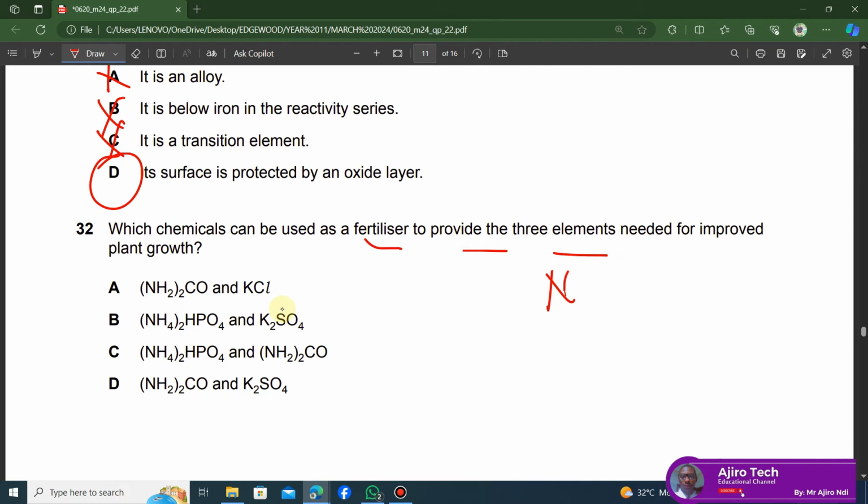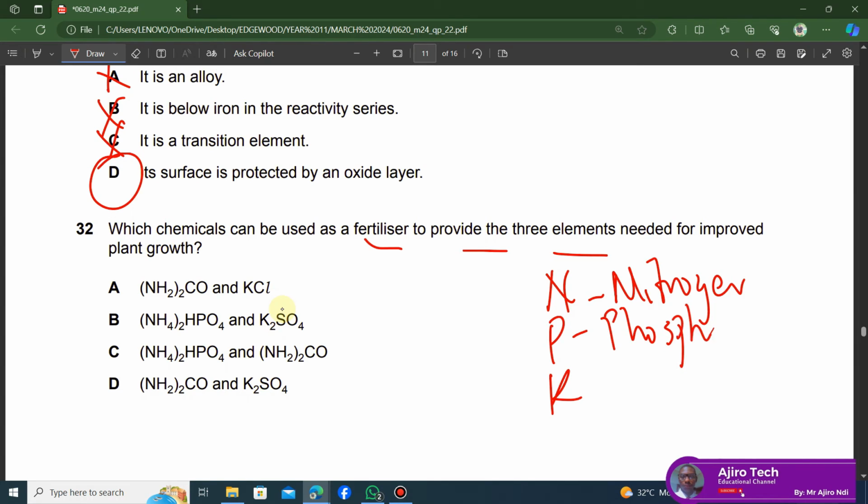Now, fertilizer should contain NPK. So NPK is nitrogen, phosphorus, and potassium. So this should be the components of your fertilizer. So we're going to examine each of the options and see which one doesn't contain any of these.